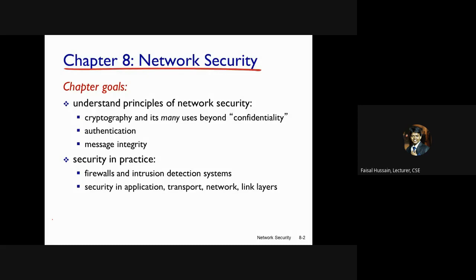So we will try to understand the principles of network security, what is cryptography and its many uses beyond confidentiality. We will try to understand what we mean by authentication, what is message integrity, as well as explore security in practice: firewalls and intrusion detection systems, security in web services, and security in the application, transport, network, as well as link layers.